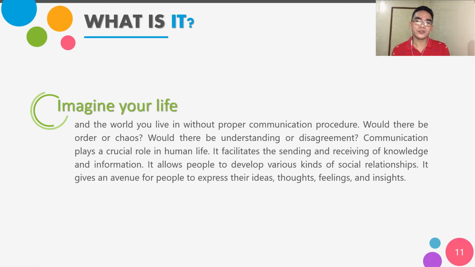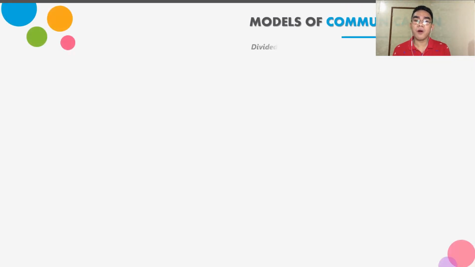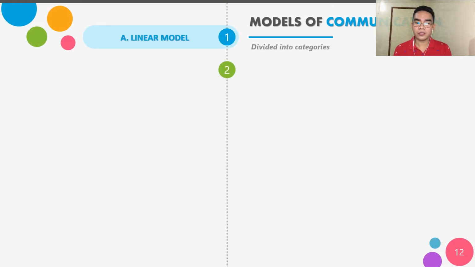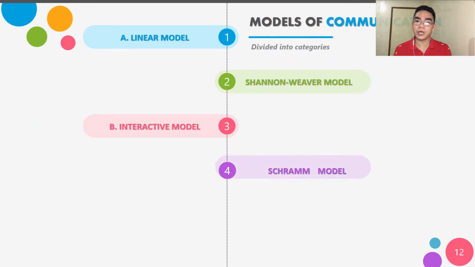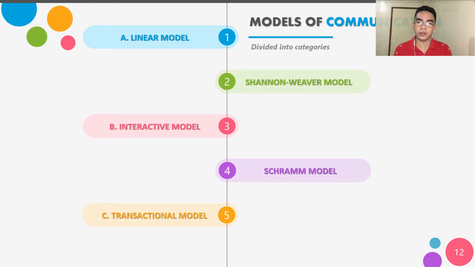So now we're going to identify the models of communication. We have 3 major parts of the models of communication, starting with the linear model. For the linear model, there is one example, and that is the Shannon-Weaver Model. That is a great example of a linear communication model. Next is the interactive model, and the best example of the interactive model is the Schramm circular model.